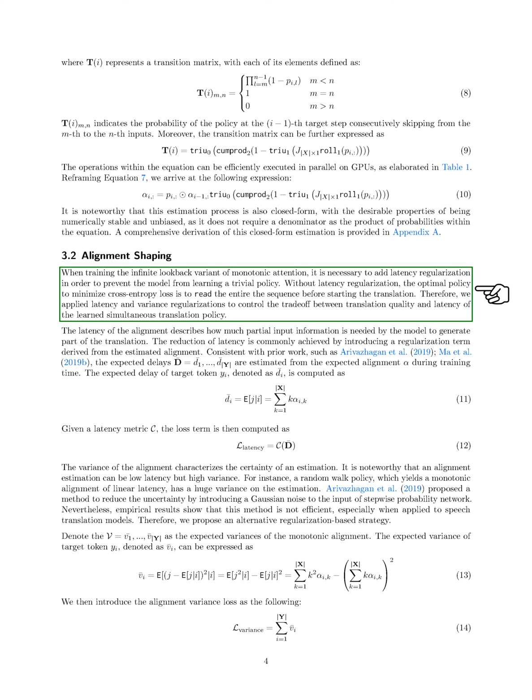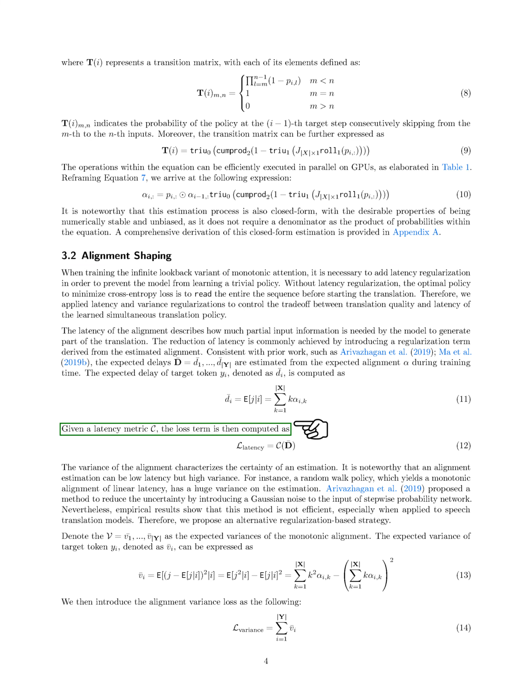The latency of the alignment describes how much partial input information the model needs to generate part of the translation. The reduction of latency is commonly achieved by introducing a regularization term derived from the estimated alignment. The expected delays are estimated from the expected alignment during training time. The expected delay of target token Y_I is computed as a certain formula. Given a latency metric C, the loss term is then computed as another formula.